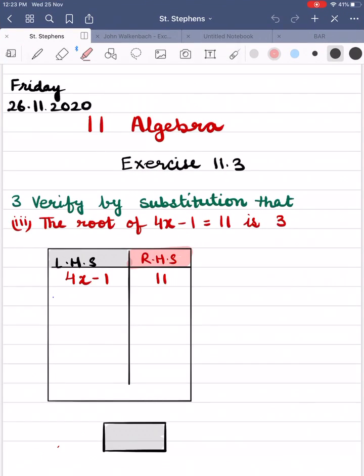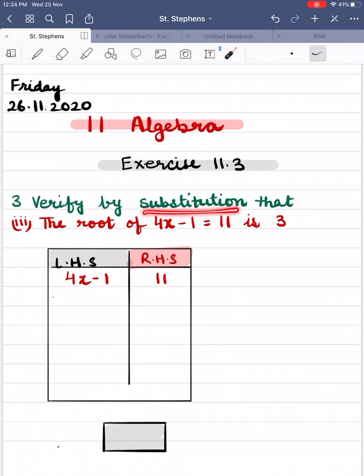Children, let's continue with chapter 11 Algebra. Today we are going to solve few parts of the remaining questions of exercise 11.3. We have already discussed question 1 and 2 in our online class. Let's begin with question 3, third part.